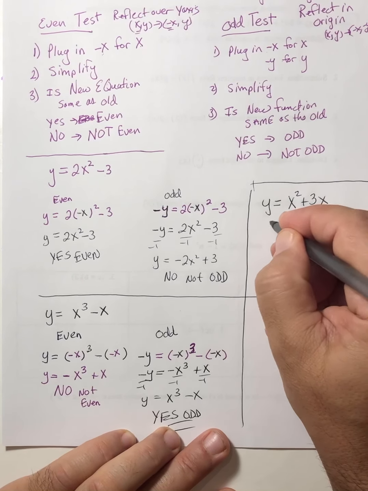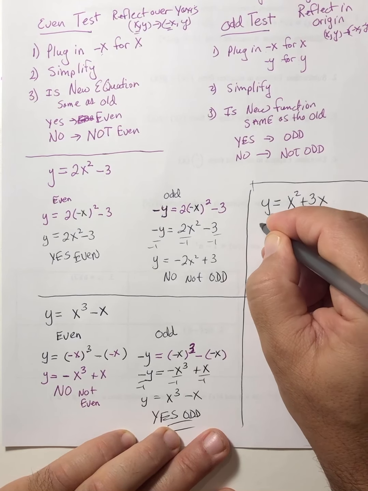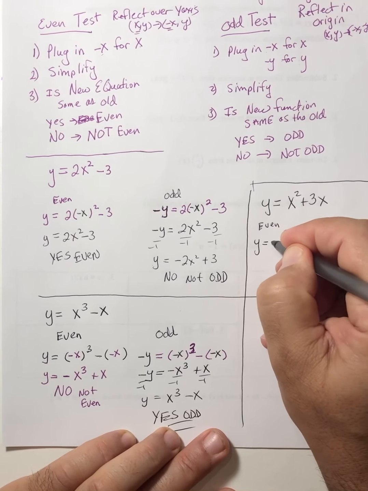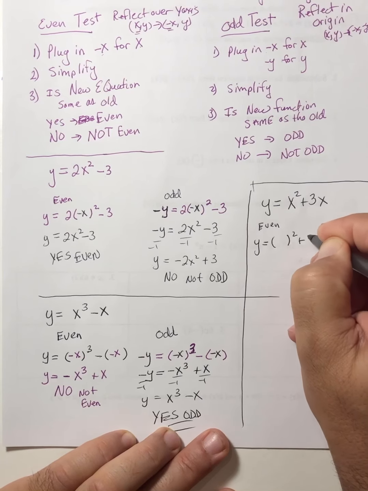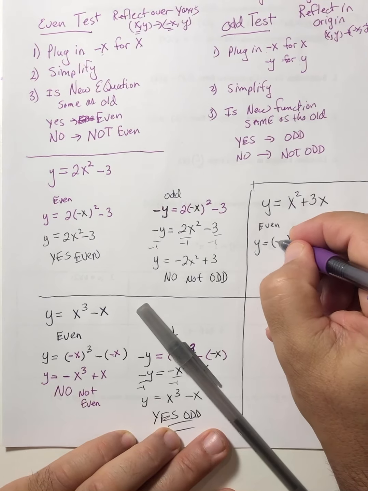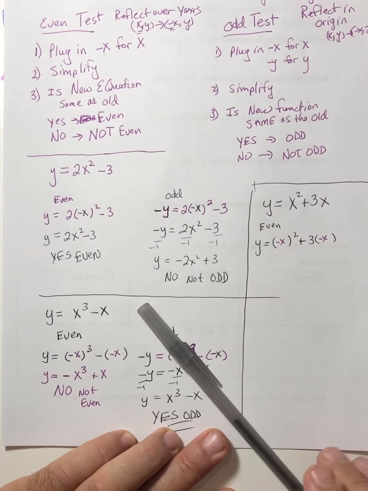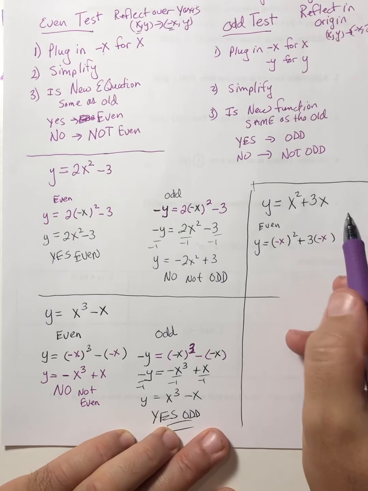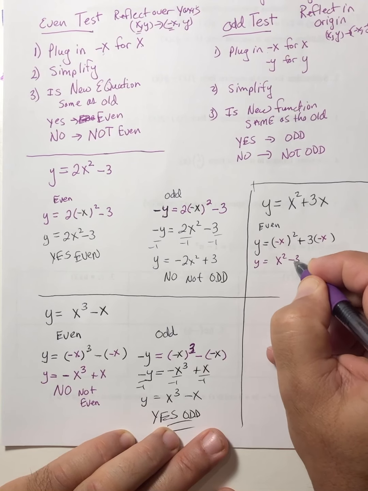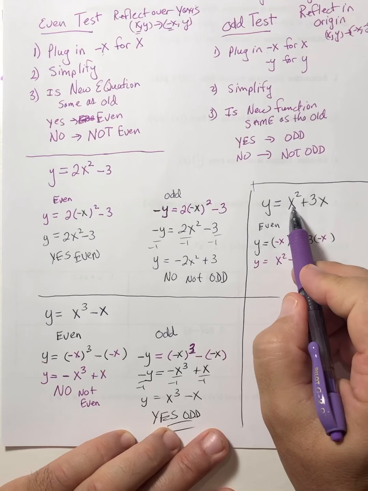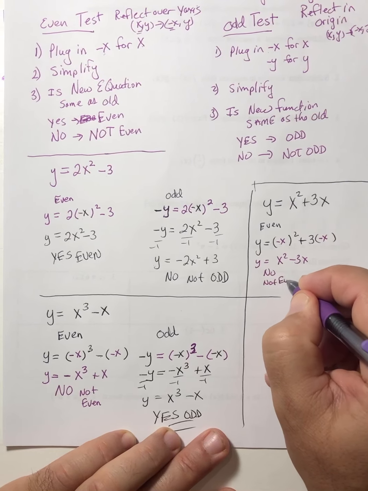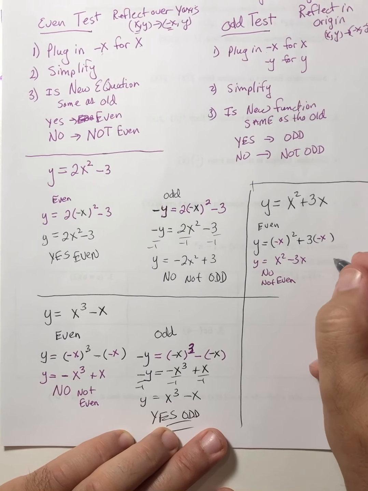So we're going to do our even test first. So y equals parentheses squared plus 3 with a parentheses. So negative x, negative x. All right, this is y equals x squared minus 3x. Is this the same as the original? No. Not even. Now we're going to do the odd test.